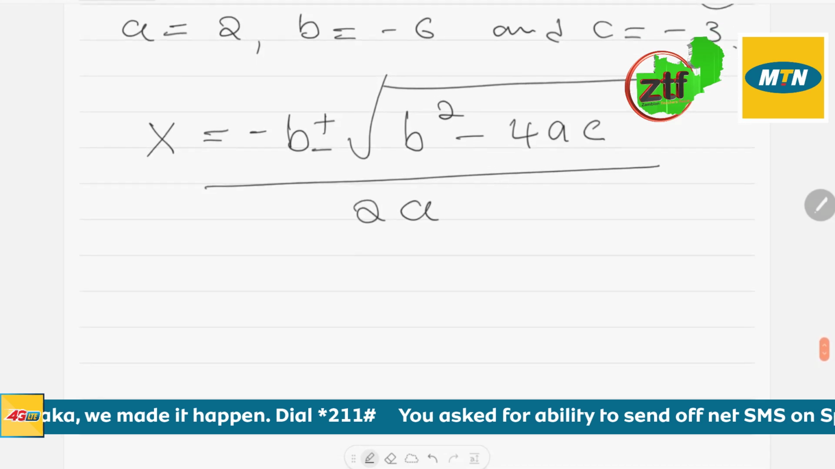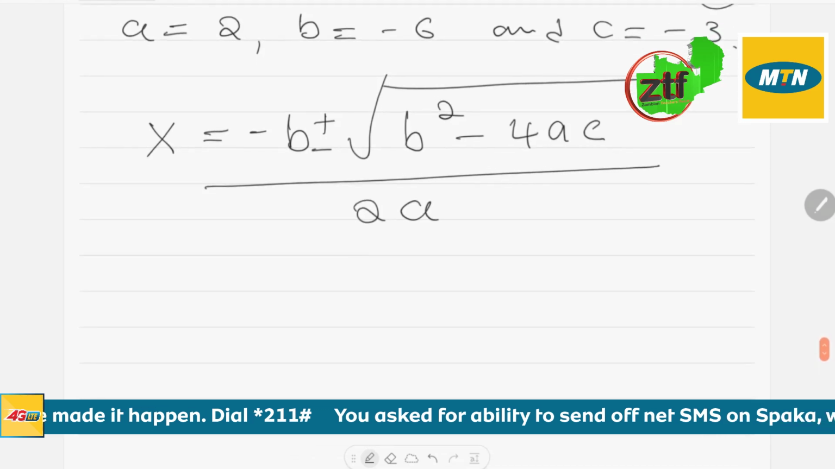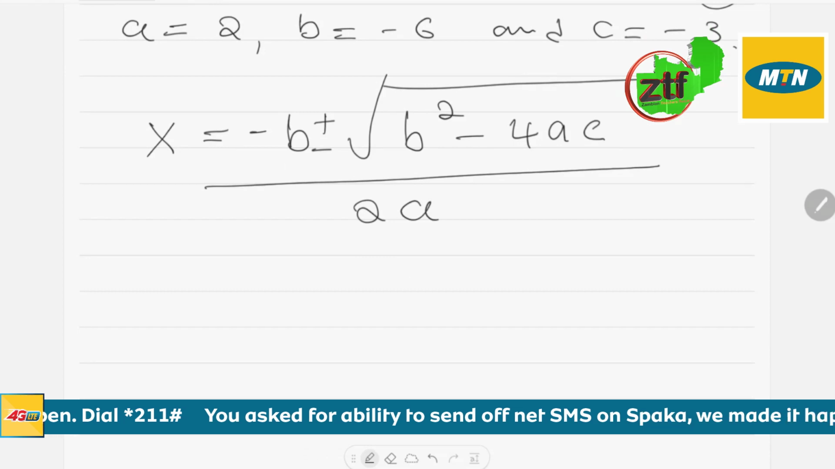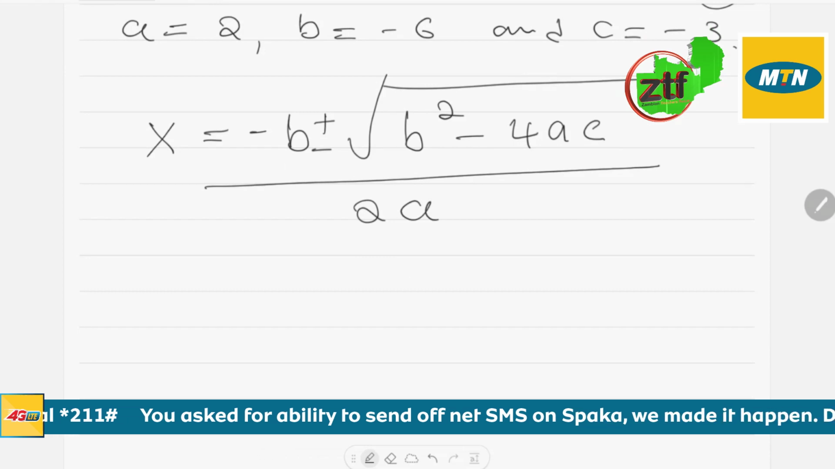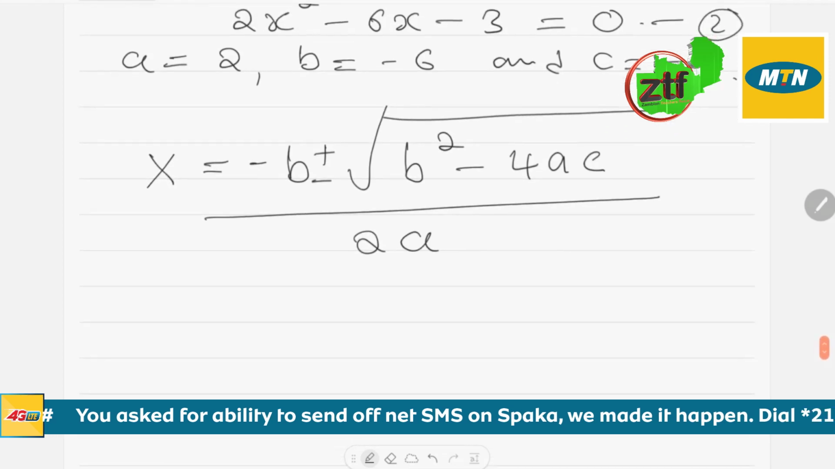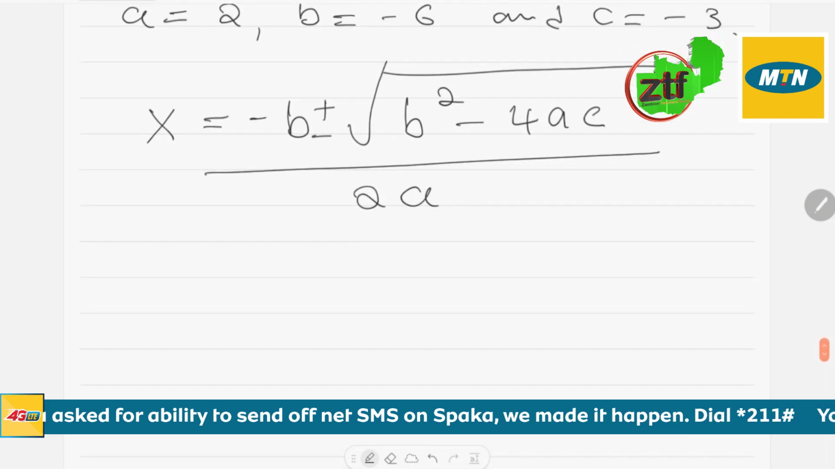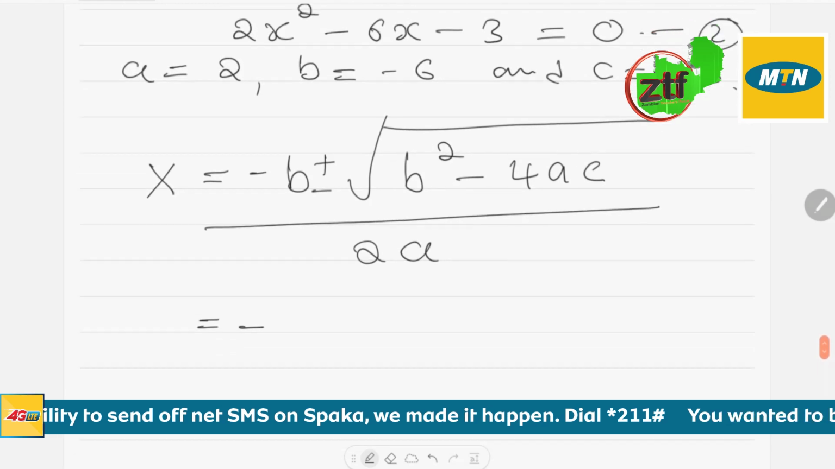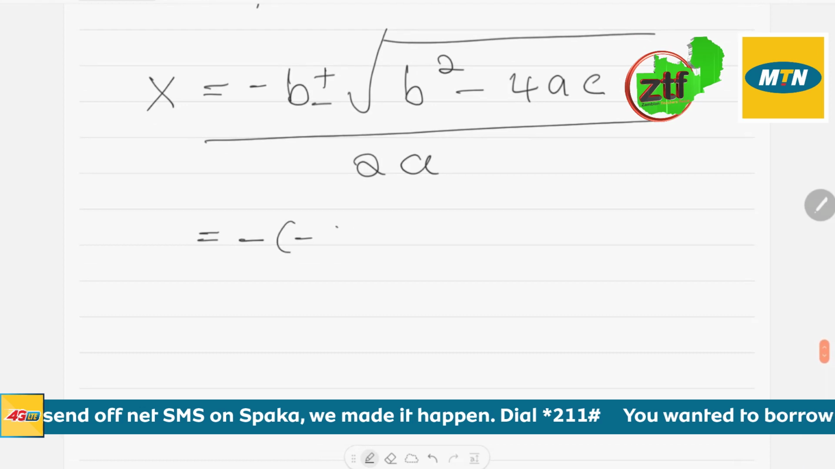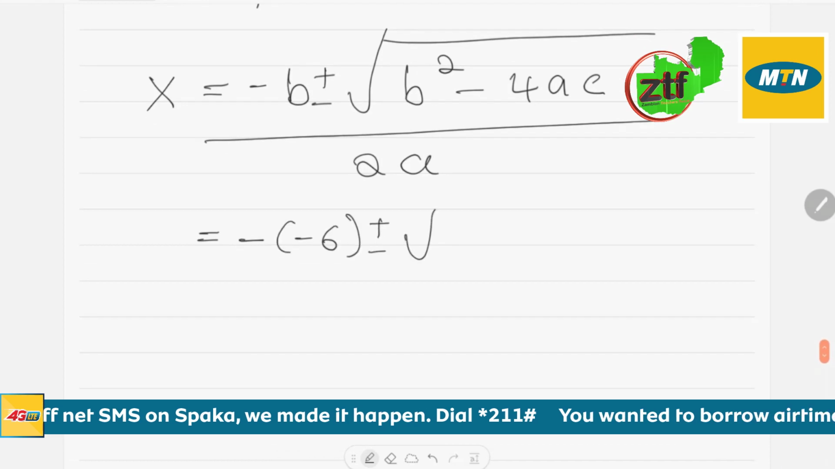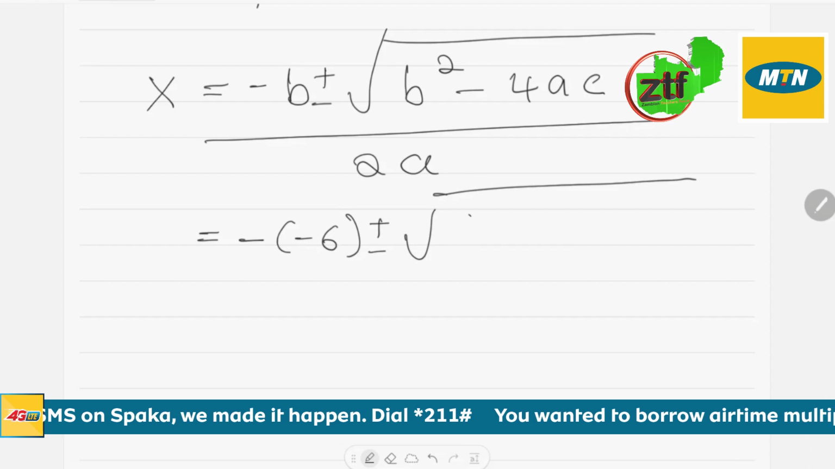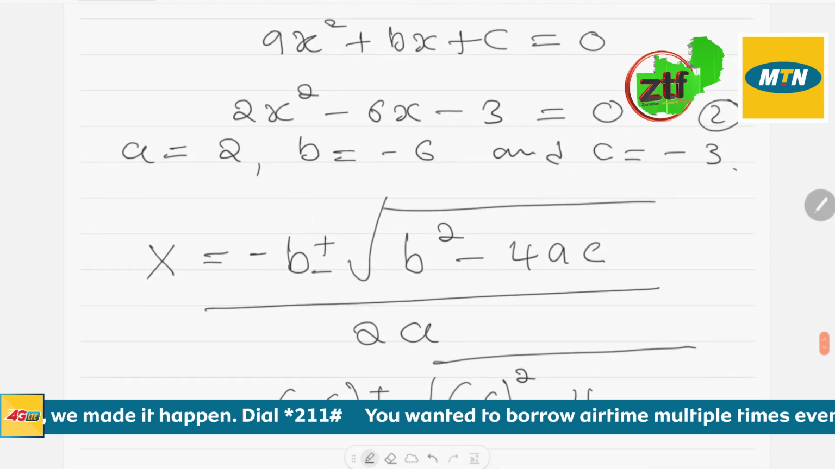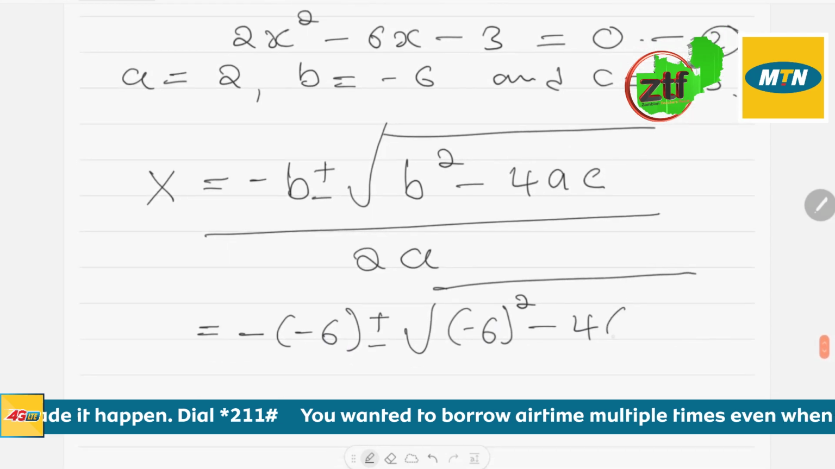The radical, which is the term under the square root, is called a discriminant, and it can be used to find the nature of roots in a quadratic equation. So substituting the values of a, b and c in the equation, the value of b is negative 6, so we'll have minus 6, positive or negative, then minus 6 squared minus 4. Our value of a is positive 2, so we write 2 there.